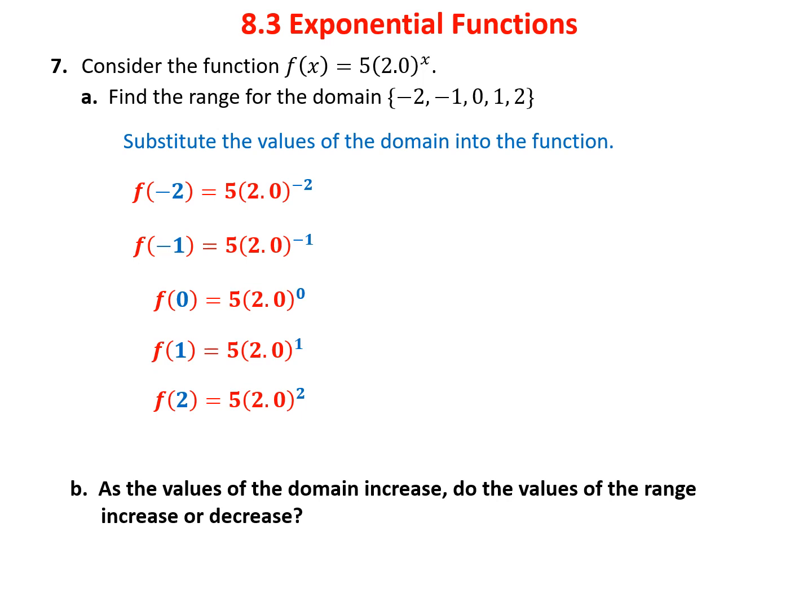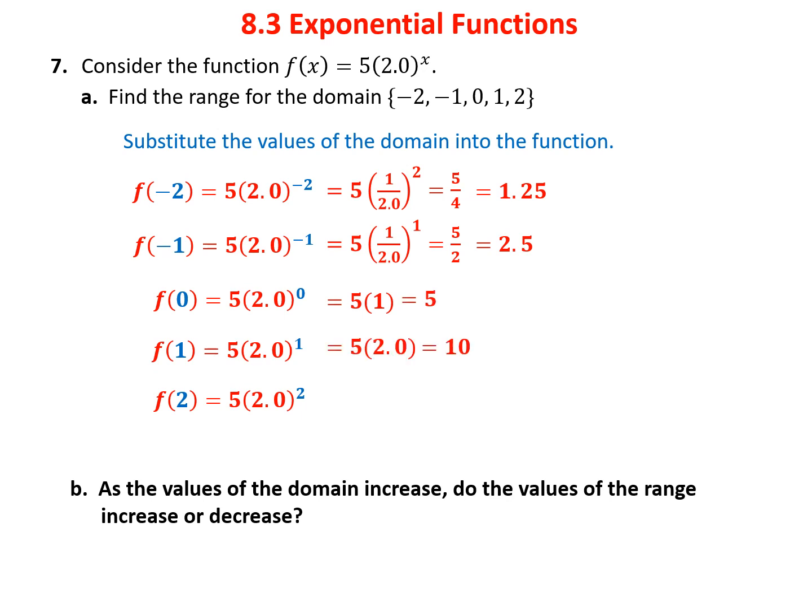Well, 2 to the -2 is 1 divided by 2 squared, so that's 1 over 4, and my answer is 5/4, or 1.25. 2 to the -1 is going to be the reciprocal, 1 over 2, so this is going to be 5/2, or 2.5. Any number to the 0 power is always 1, so this is 5 times 1, which is 5.